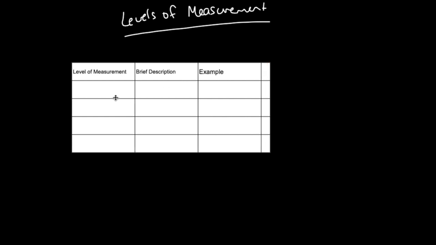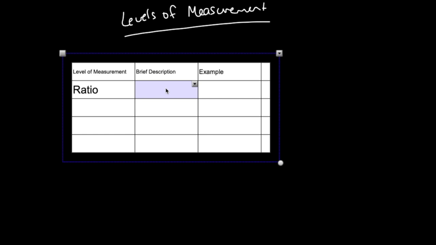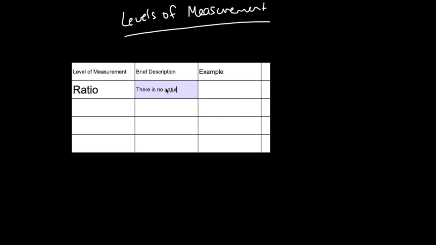Okay. So, all right, let's use this table to talk about the levels of measurement. The first level of measurement is called the ratio level of measurement. And the way that we would describe a ratio level of measurement, we say that there is no natural zero starting point.